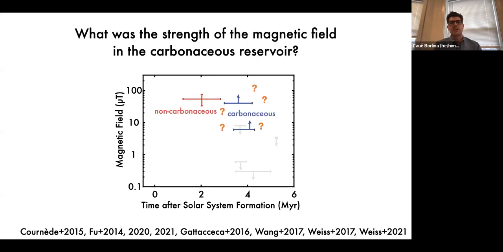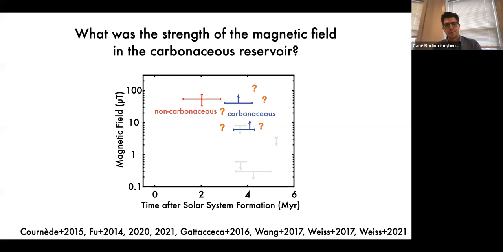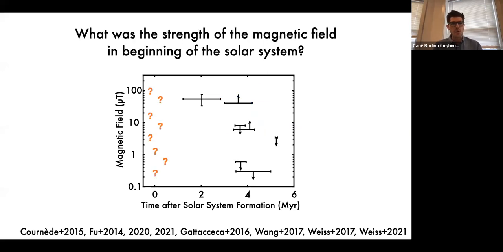The first one is, what is the strength of the magnetic field in the carbonaceous reservoir? As we can see here, for the non-carbonaceous, we have a well-established measurement of that region, but we don't have one for the carbonaceous reservoir. So I'll be showing some of our results that we published last year on that particular topic. And the other question that I'm also going to talk about here is, what was the strength of the magnetic field at the very beginning of the solar system, and how specifically we might be able to obtain records from this time.